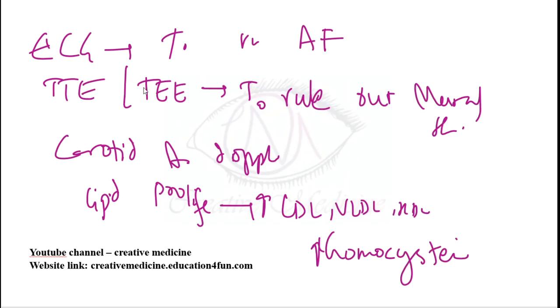Okay, so what do you do in workup? In workup, you do ECG, mainly to rule out atrial fibrillation. Transthoracic or transesophageal echocardiography are done mainly to rule out mural thrombus. Then you can do carotid artery Doppler. Then the lipid profile should be done mainly to see the LDL, VLDL and HDL levels. Then homocysteine will be increased.